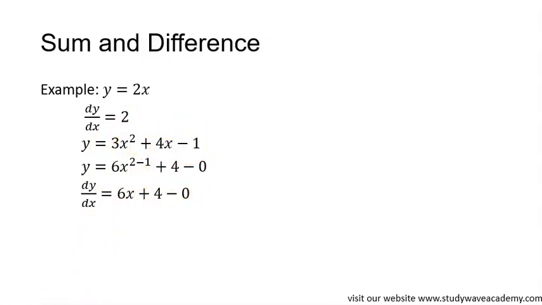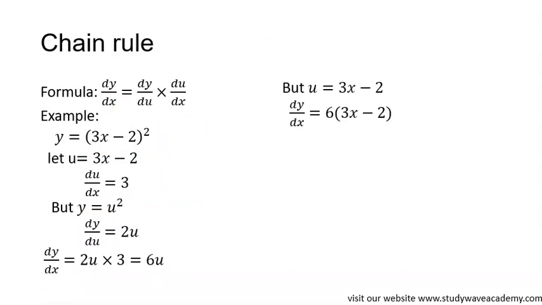Okay, good. So let's look at an example on chain rule, okay? The chain rule has a formula. The formula is dy over dx, which is the differentiation of y in respect to x, equals dy over du times du over dx, okay? This is the formula for chain rule. So let's look at an example using this formula.